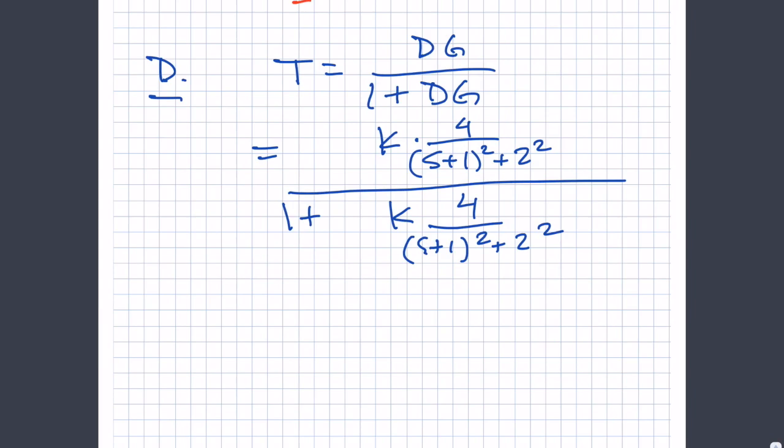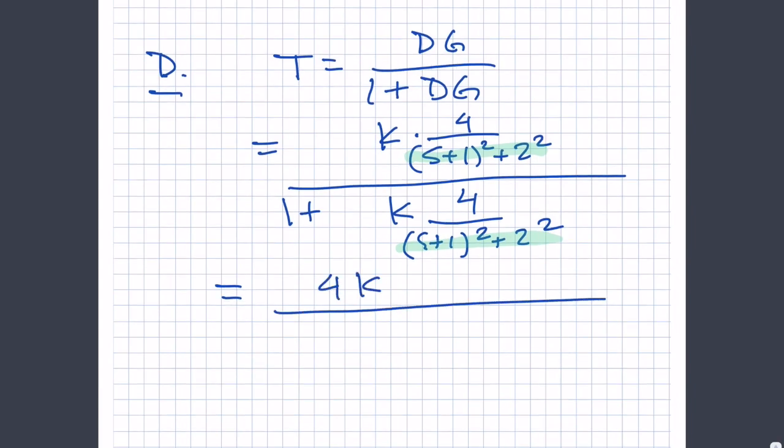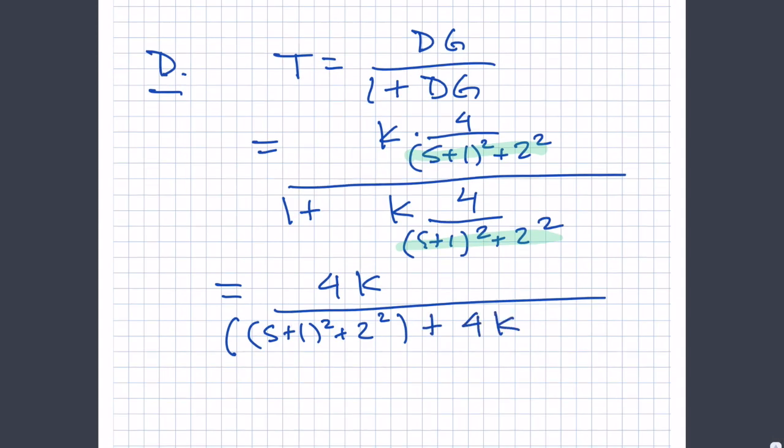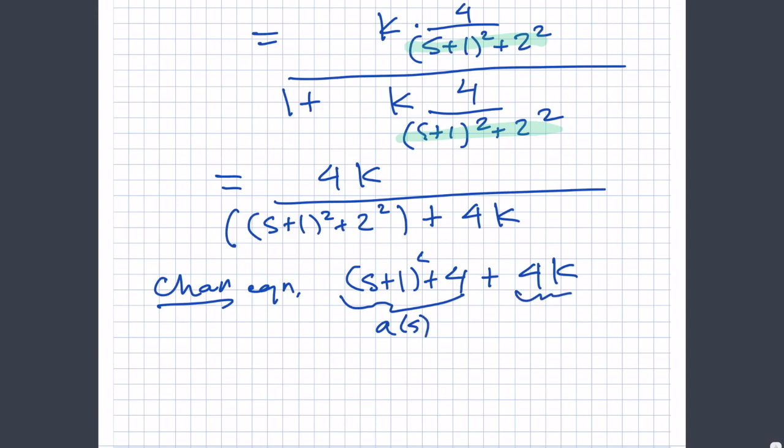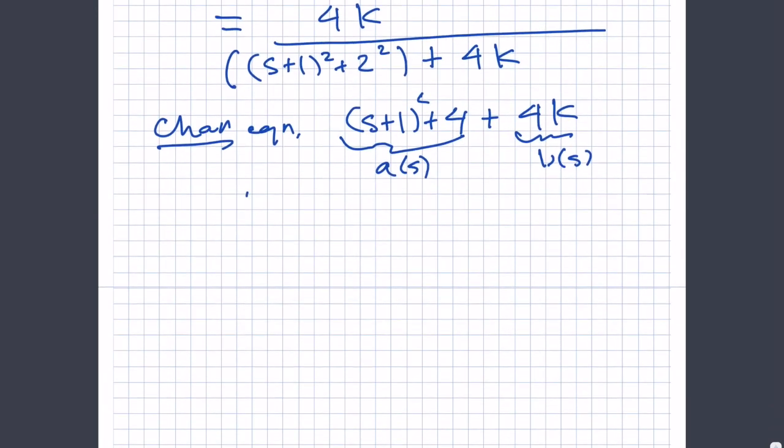And we can simplify that by multiplying the top and the bottom by this term. And when I do that, I get 4K over (S plus 1) squared plus 2 squared plus 4 times K. All right, so I'm looking at the characteristic equation being (S plus 1) squared plus 4 plus 4K. So here is A of S, here is B of S.